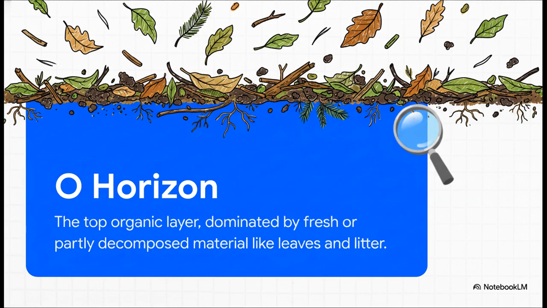Right at the very top, we've got the O horizon. Think of this as the living surface, you know? The layer of fresh and decomposing leaves, twigs, all that organic stuff. It's like the soil's protective skin. And it's the bridge to the world above it.